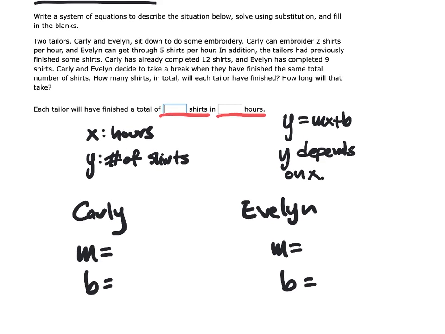We have to think about Carly's rate of change. Carly can embroider 2 shirts per hour. That "per hour" tells me we are dealing with slope, so Carly's slope is 2. Carly has already completed 12 shirts, meaning that's her initial value, the y-intercept, so that's 12. Evelyn can get through 5 shirts per hour, so Evelyn's slope is 5. And Evelyn has already completed 9 shirts, so Evelyn's initial value is 9.